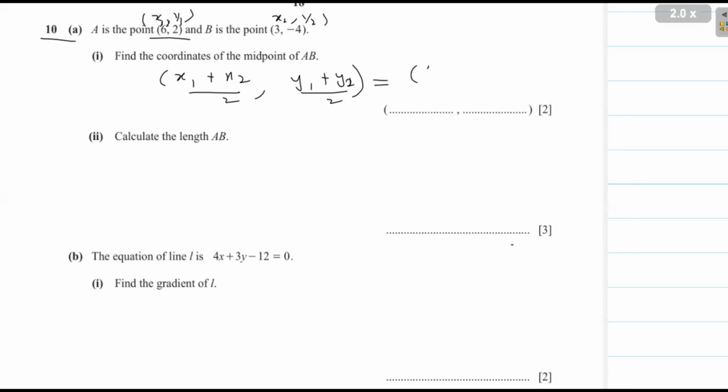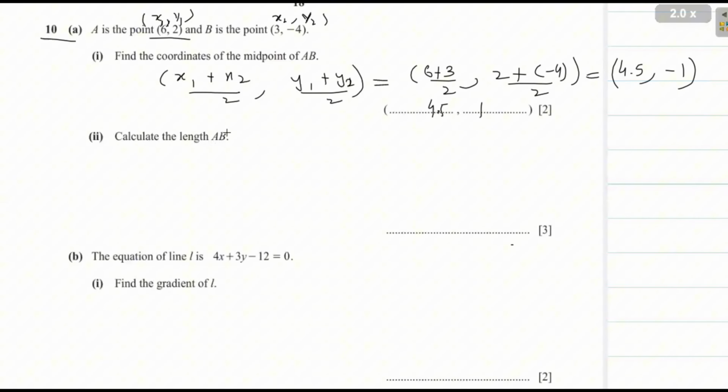We get 6 plus 3, the x1 coordinate and x2 coordinate is 3, that's equal to 6 plus 3 over 2, and y1 is 2, and y2 is minus 4 over 2, and this will be equal to 9 over 2, which is 4.5, and this is minus 2 over 2, this is 1. 4.5, minus 1 is the midpoint. We write here the answer.